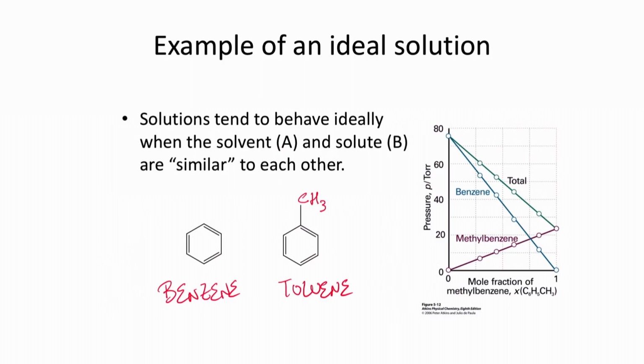And so you can see on this graph here, where I have my pressure on the y-axis and the mole fraction of toluene on the x-axis, each of these points fits Raoult's law pretty well, right? It's linear here for methylbenzene or toluene. It's linear here for benzene. And if I add the two curves together, I get my total curve, which is really pretty close to a straight line.